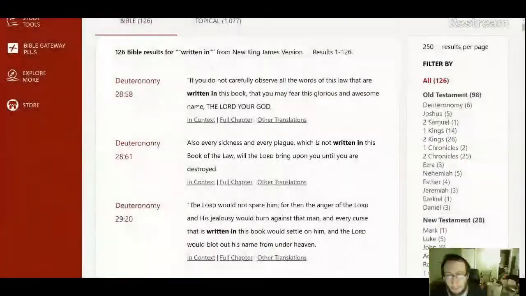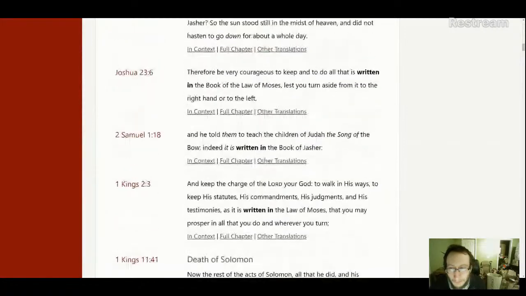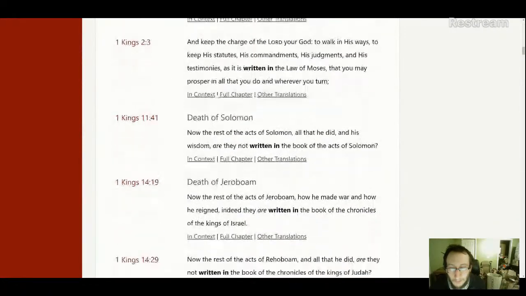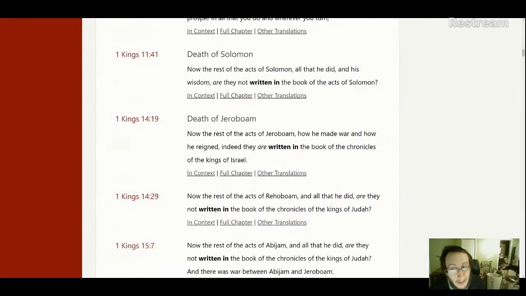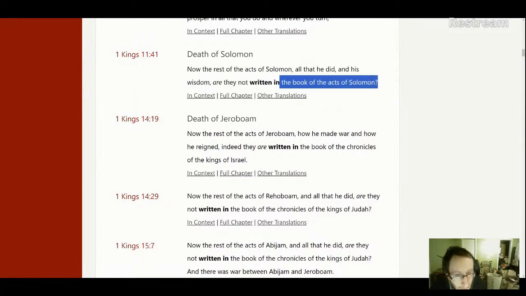So the Old Testament refers to a lot of different books, saying go to this book for more information, go to this book for more information. So we have 1 Kings chapter 11, verse 41: The rest of the acts of Solomon, all he did, his wisdom, are they not written in the book of the acts of Solomon? Now, it's not clear exactly what this book is referring to.